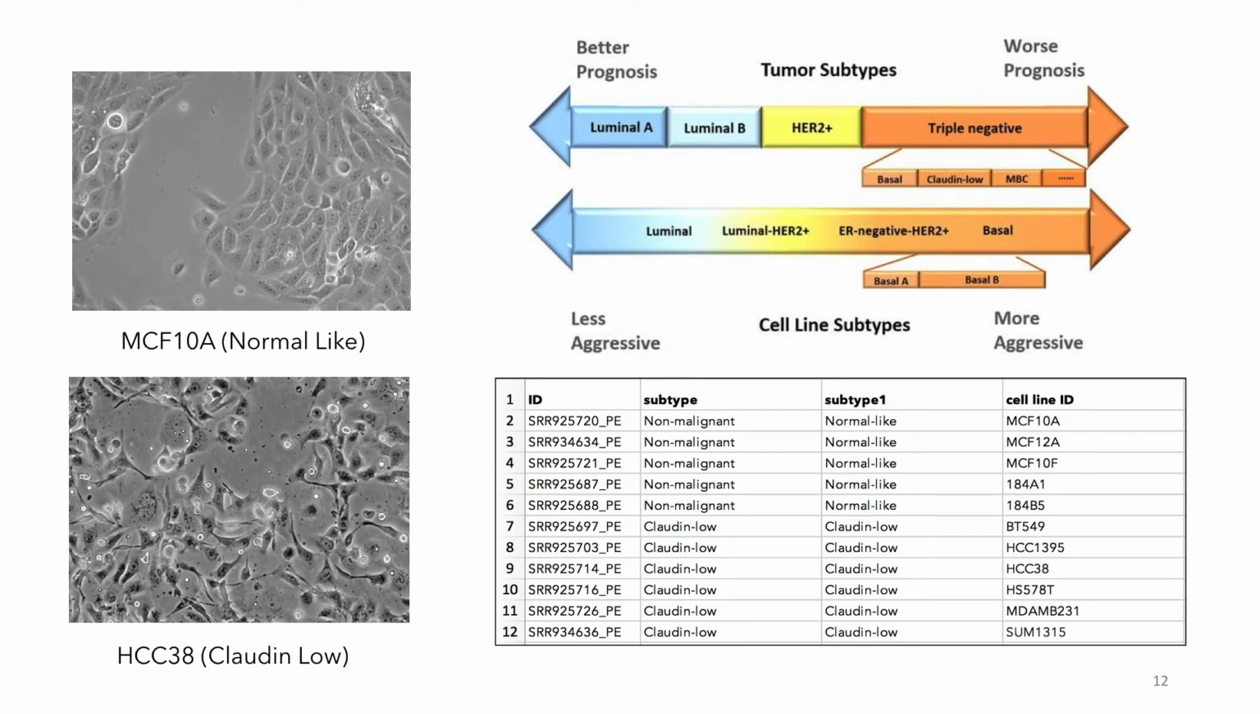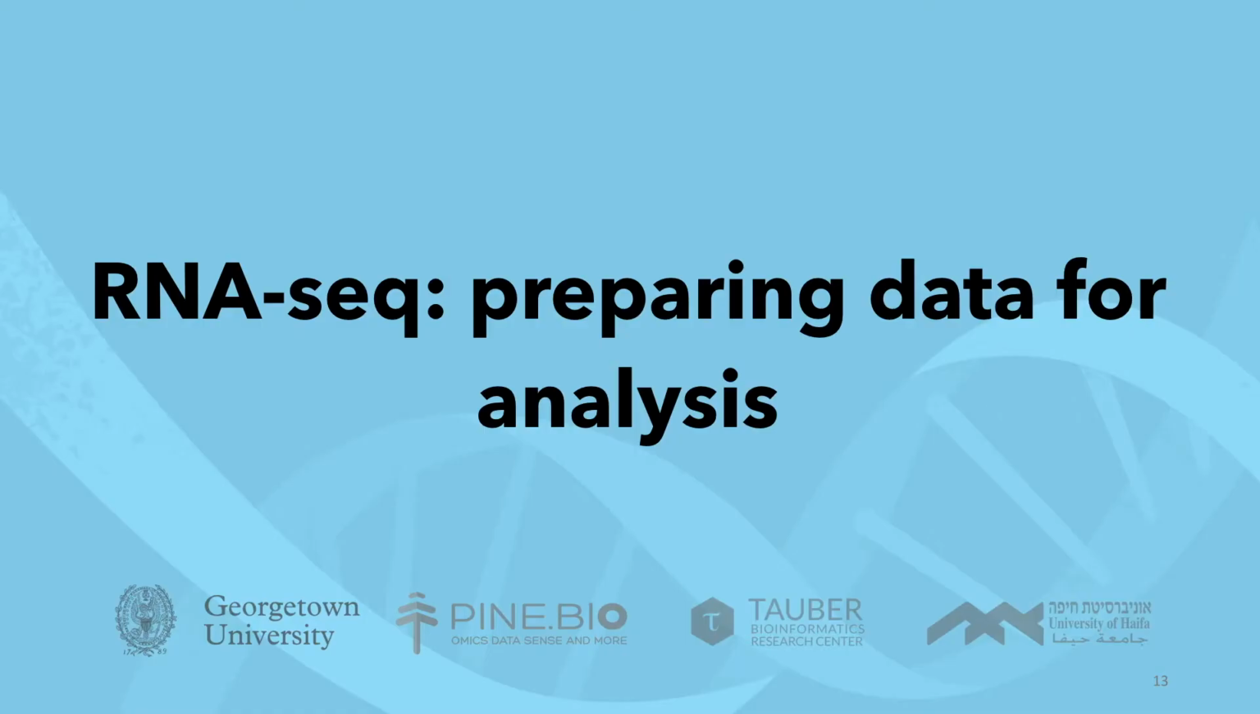We have 5 normal-like and 6 claudin-low samples. You can do your own search on the internet and read more about these cell lines. The cells even look different, as you can see in the picture. What we also know about the clinical classification is that claudin-low is a much more aggressive cancer that is often grouped under triple-negative breast cancer. Triple-negative means the tissue tests negative for 3 main receptors: ER, or estrogen receptor, PR, progesterone receptor, and HER2, human epidermal growth factor receptor 2.